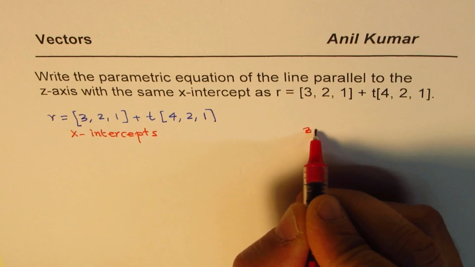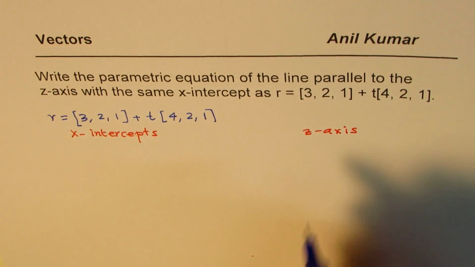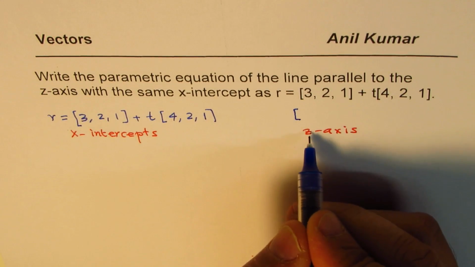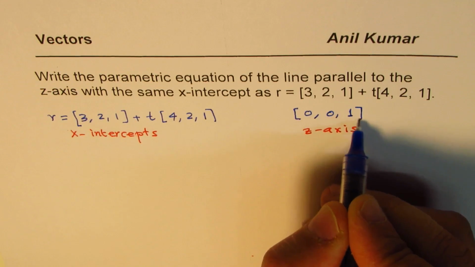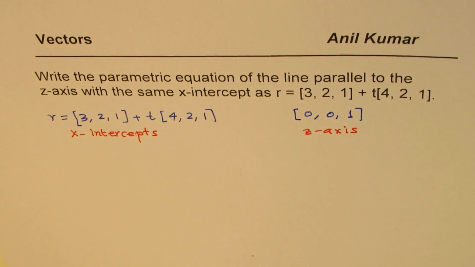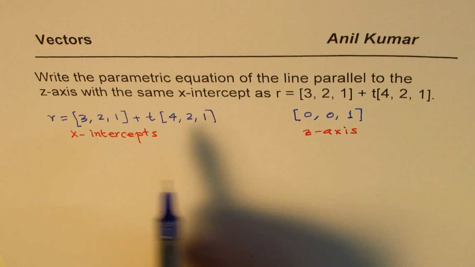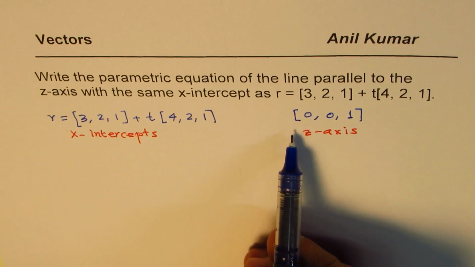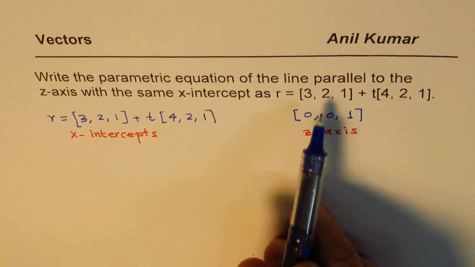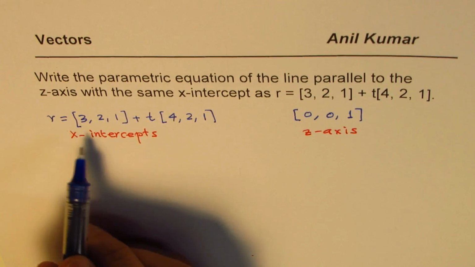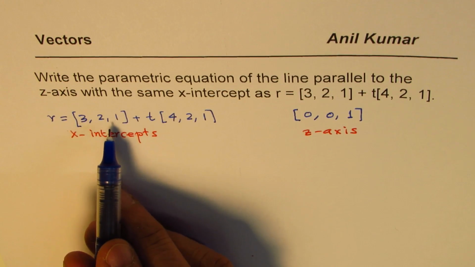So what is the z-axis? The direction of the z-axis is that you move along z, so (0, 0, 1). That is the direction of the z-axis. Once we have a point, which is the x-intercept, it will be simpler to write down the equation, since we know the direction of our line, parallel to the z-axis.